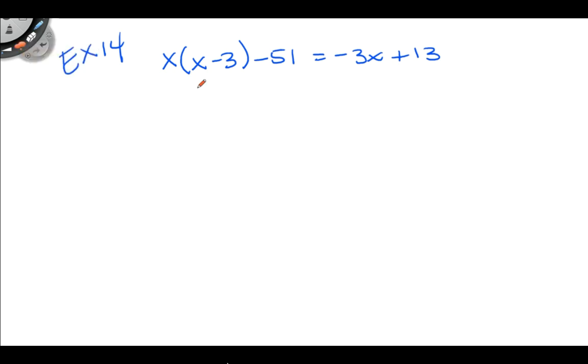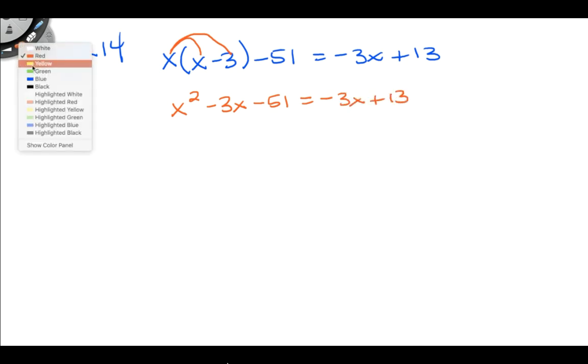So the first thing we want to do is get rid of these parentheses. Again, anytime you have a number or a variable outside a set of parentheses, you have to multiply whatever's on the outside to everything on the inside. I call it double rainbow because you wind up making two rainbows here. X times x is x squared, not 2x. X times 3 gives me 3x. That's the only time you're going to get a 2x is if there was an actual 2 here. Drop down the minus 51, drop down the minus 3x plus 13.